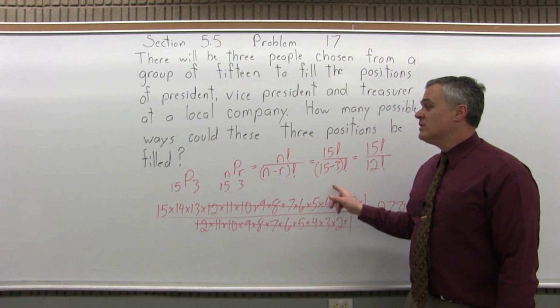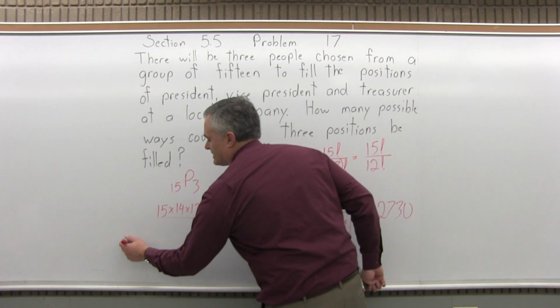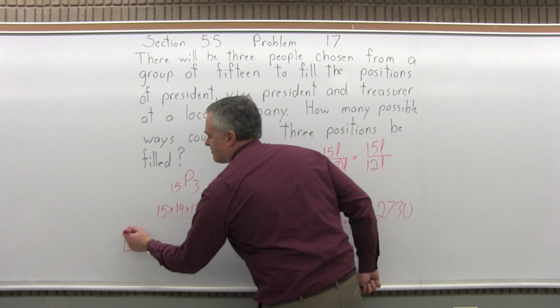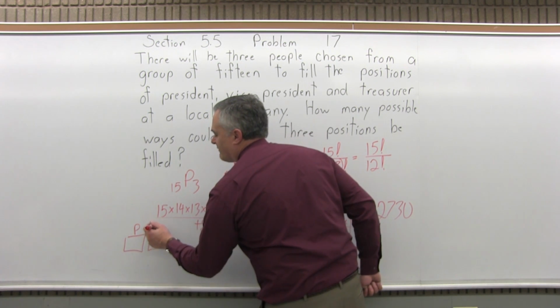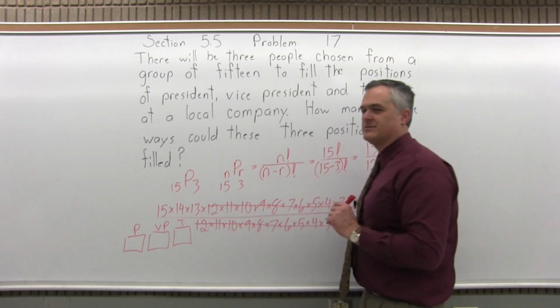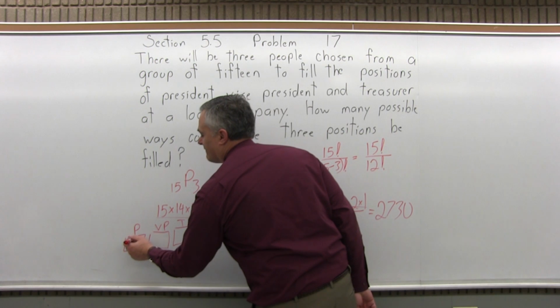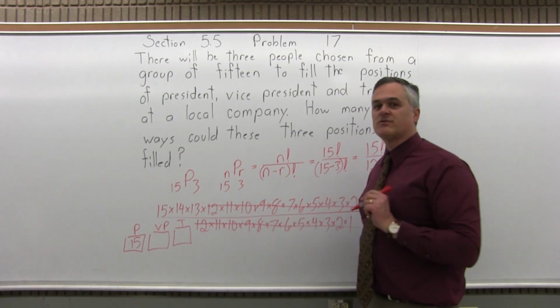Now notice, you could have also used the multiplication principle. You have a 3-step process. Step 1, choose the president. Step 2, choose the vice president. Step 3, choose the treasurer. How many options do you have for step 1 to choose the president? You have 15 options, the 15 people to choose from.